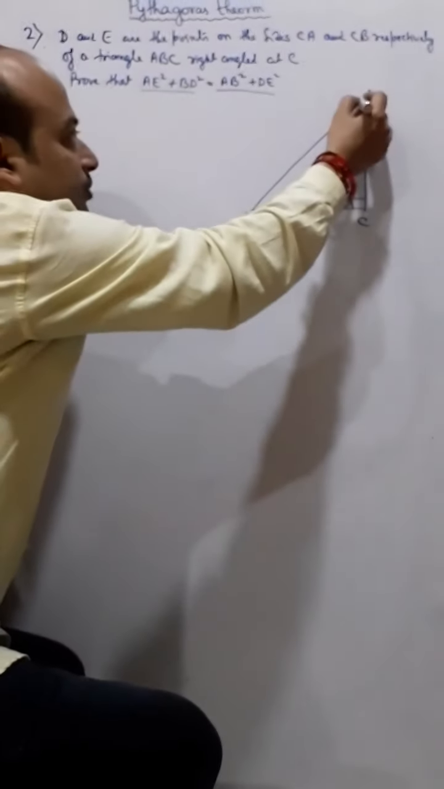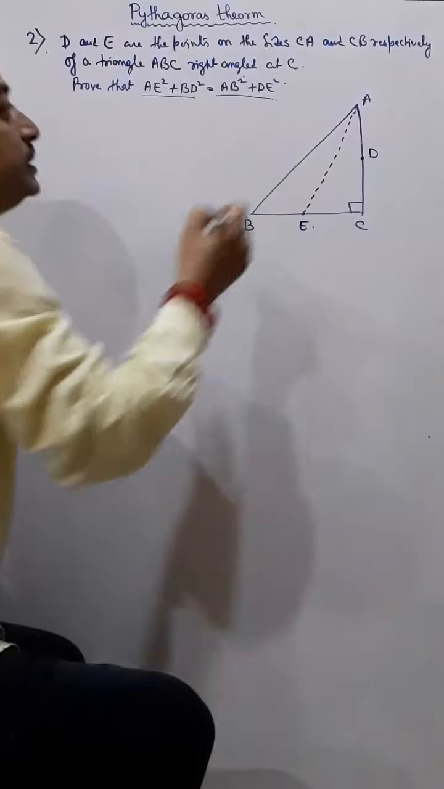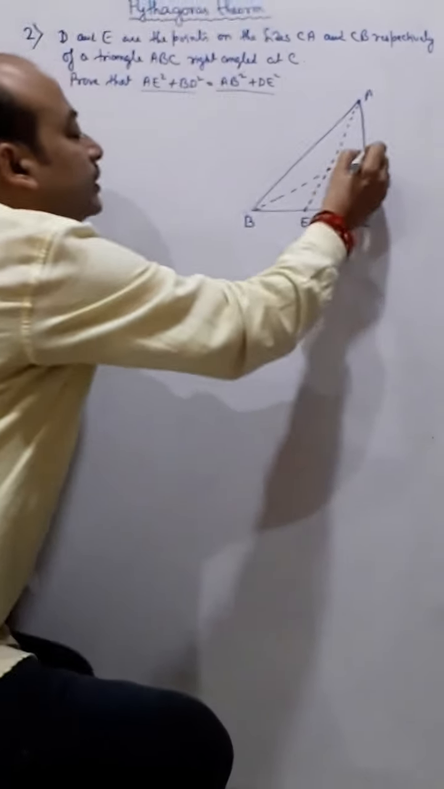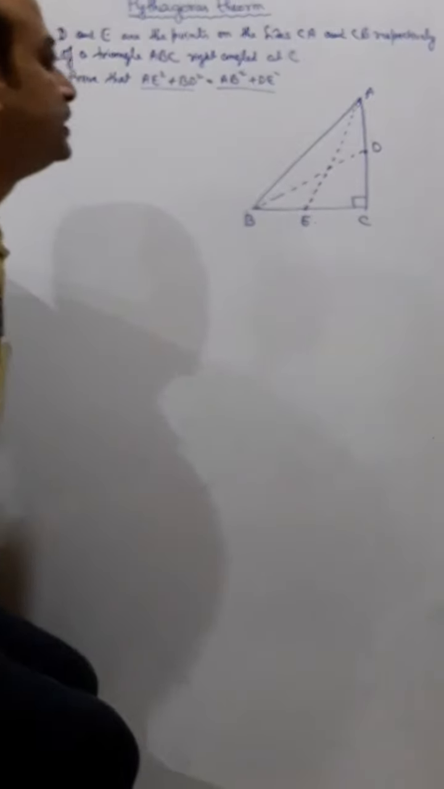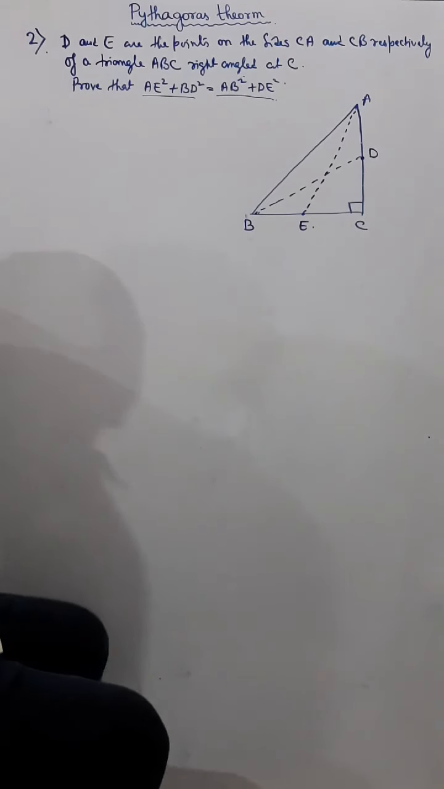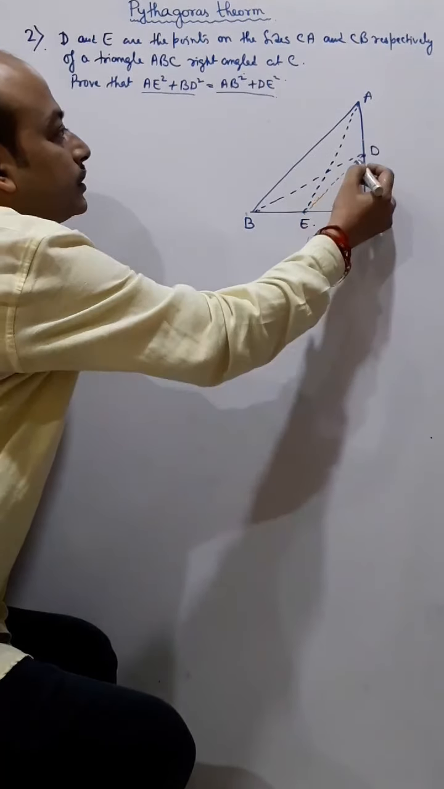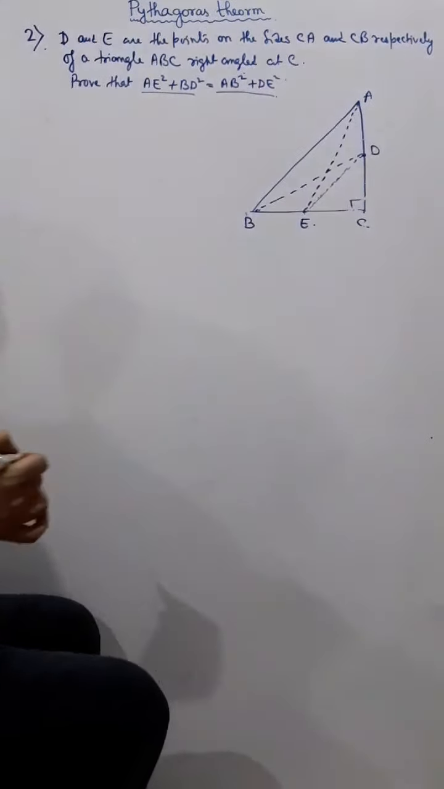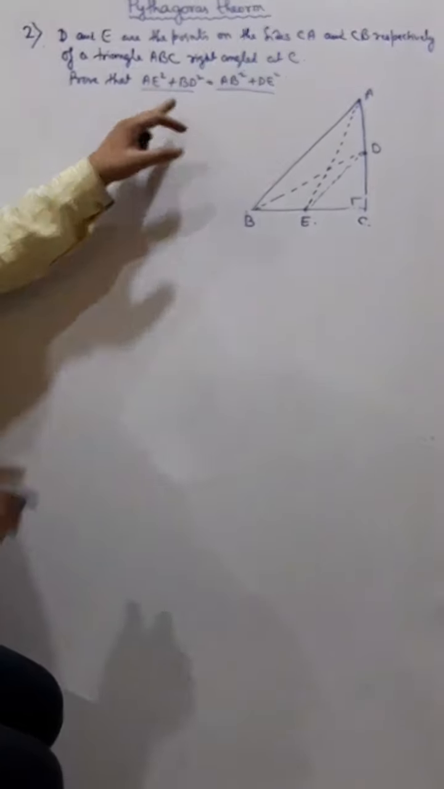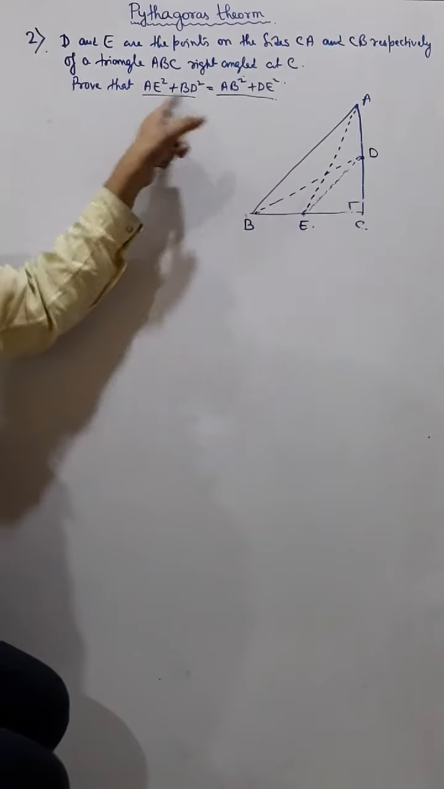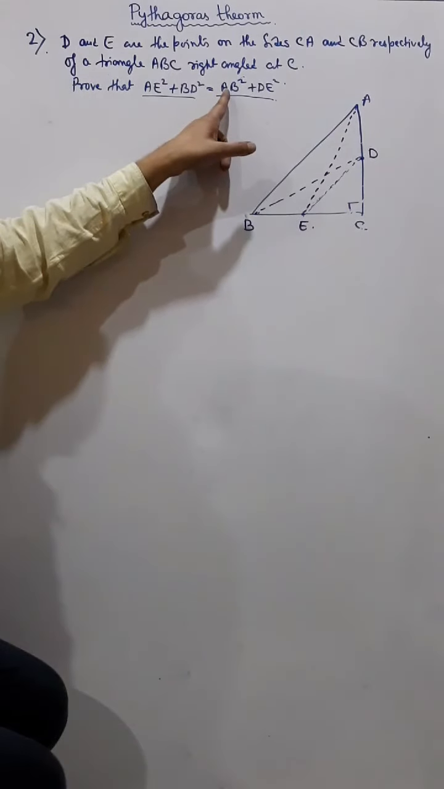Now to prove this, AE square plus BD square, so let us join that first. So this is AE square plus BD square is equal to AB square plus DE square, so this is DE. Now we'll start with left hand side AE square and BD square, and we will just add them. And then we should automatically get this part.